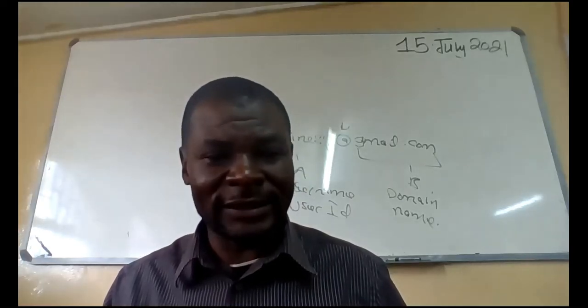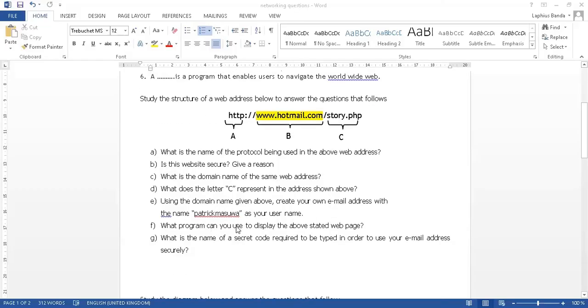Happiness, your hand is still up. Yes? I was saying that on the exercise you're going to give us, can you explain F again? If I explain again, I'll be telling you the answers. I expect you to understand this by now. What program can you use to display the above stated website? If you want to go to hotmail.com, what are you going to use? Are you going to use Publisher, PowerPoint, or what? That's what I meant. Are we clear there? Okay.